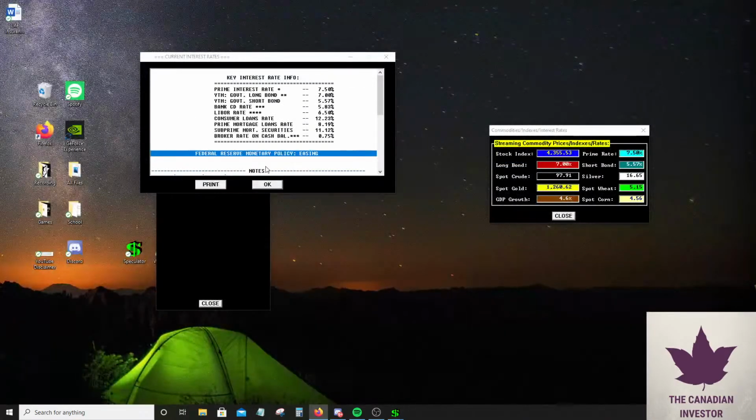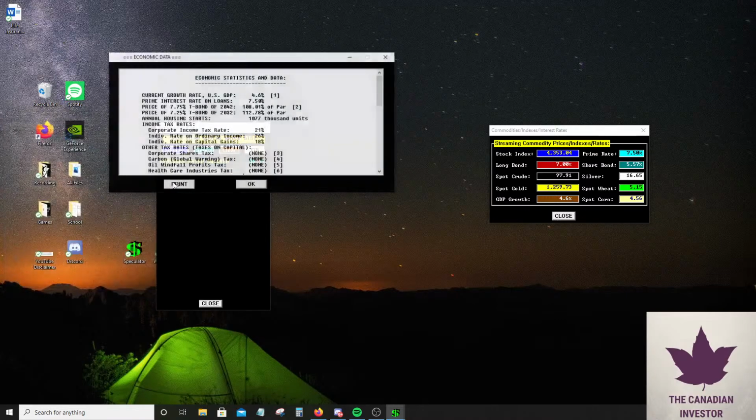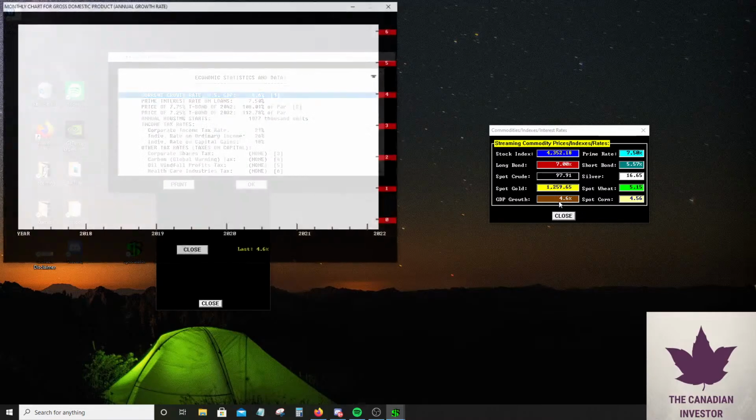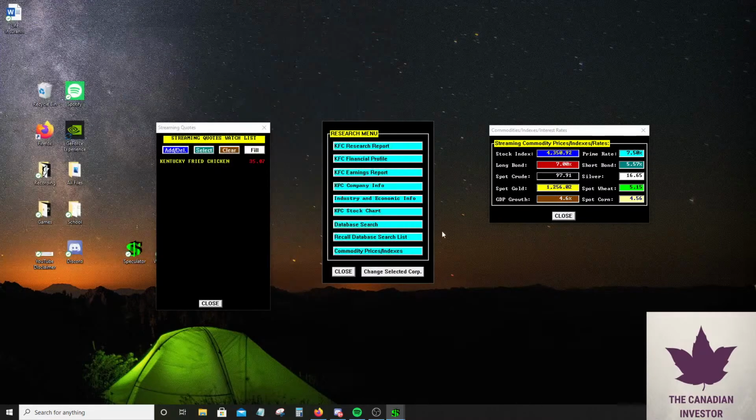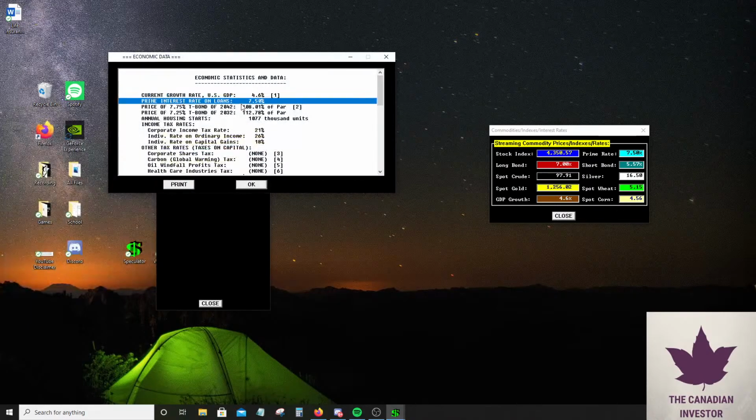And if you also want to predict interest rates in this game or in real life, first I would say, look at what the central bank thinks, and then you can kind of control that. But also what I found interesting is you can go through economic statistics. So currently, USD GDP growth is at 4.6%, so the economy is growing pretty fast. Okay, economic statistics. Prime rate on loans is pretty high.